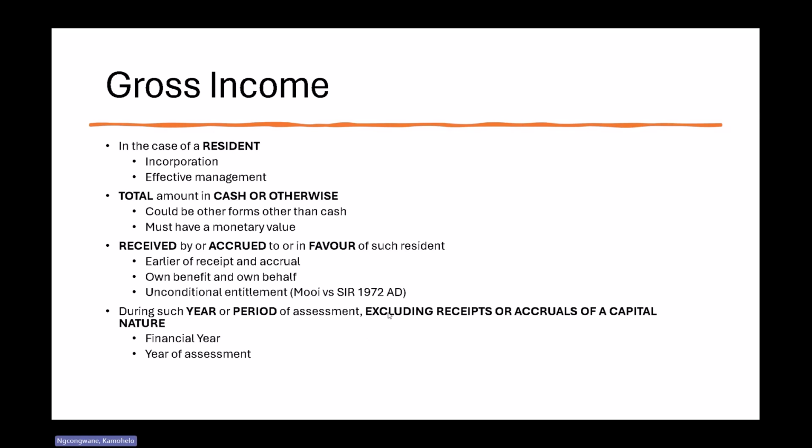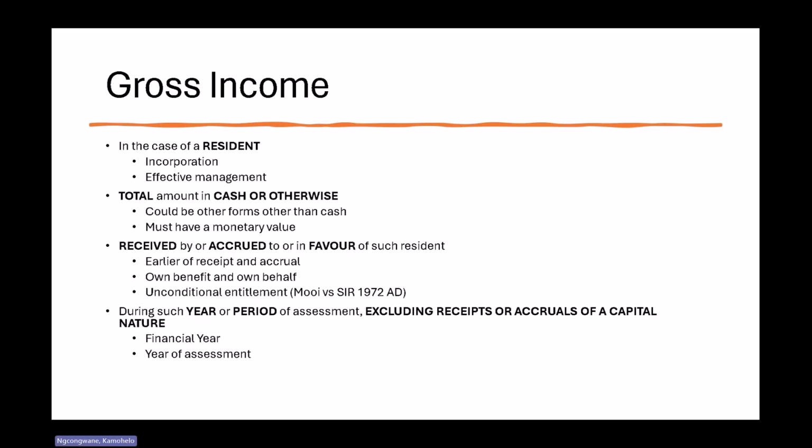Then we touched on the principle of what excluding receipts or accruals of a capital nature means. So we've gone through what tests are applied to determine whether something is of a capital nature. The same test would apply on the expenses side, because capital nature is something that's also included as part of the general deduction definition. And we've gone through all of these, and you get to the point where you go, okay, I've ticked all my boxes, but I've arrived at the point where I believe this is not income, but it's of a capital nature. At this point, you do not include that amount in your gross income.